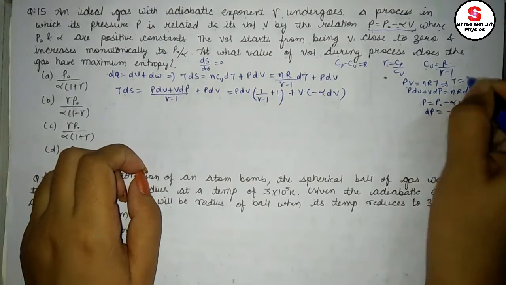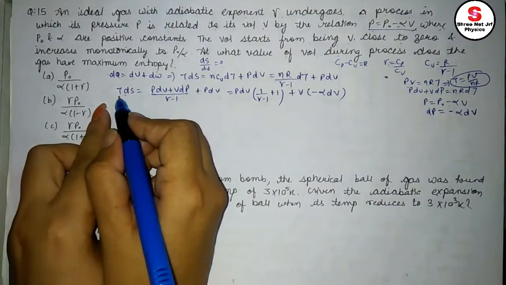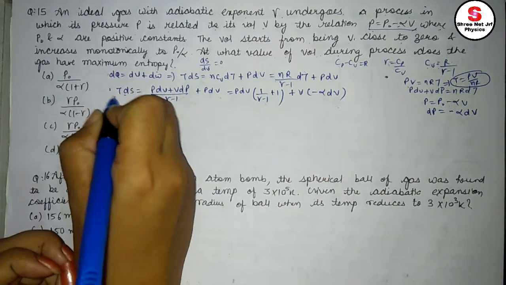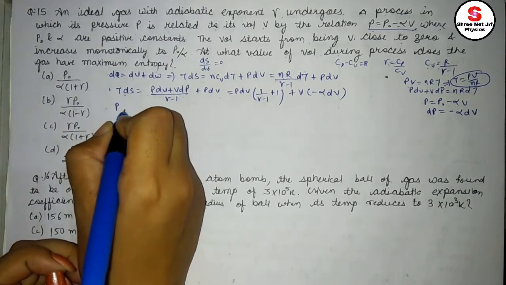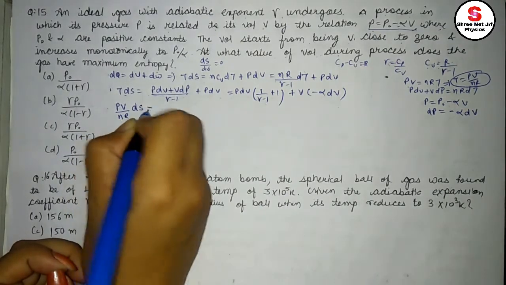Here temperature T can be written from PV equals nRT. This implies that T equals PV divided by nR. Just use it here. Should I do it directly over here or write one more step? Okay, let me write one more. PV divided by nR dS is equal to what?